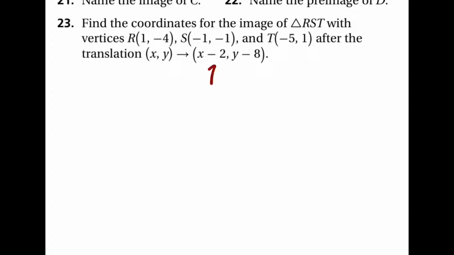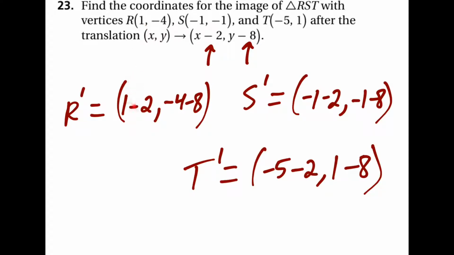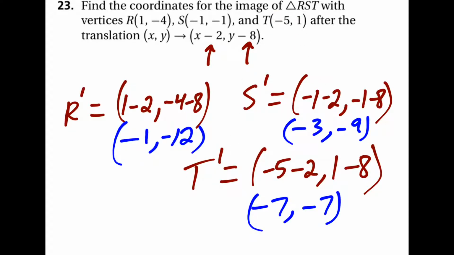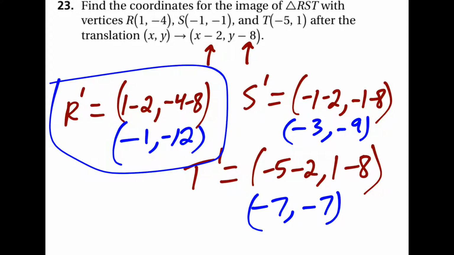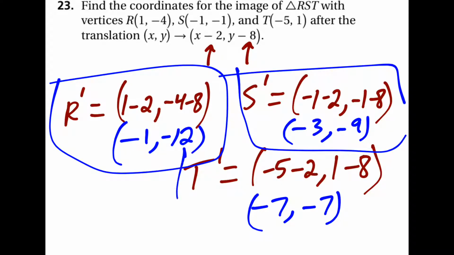For 23, I'm going to subtract 2 from each of my x terms and subtract 8 from each of my y terms. So all of my original coordinates are brought down, and I subtract 2 and 8 from each of them. And R prime is equal to (-1, -12), S prime is equal to (-3, -9), and T prime is equal to (-7, -7).